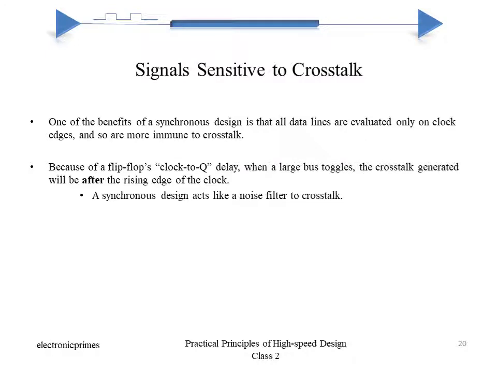Signal sensitivity to crosstalk. One of the benefits of synchronized design is that all the data lines are evaluated only on clock edges, and so are immune to crosstalk. They are immune to crosstalk because of the clock edges, and they are synchronized. And because of flip-flops also, because of the clock to Q delay that we consider. When a large bus toggles, the crosstalk generated will be after the rising edge of the clock. So a synchronized design acts like a noise filter to crosstalk.